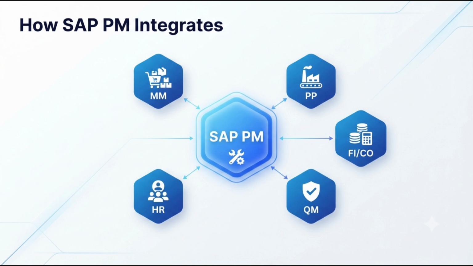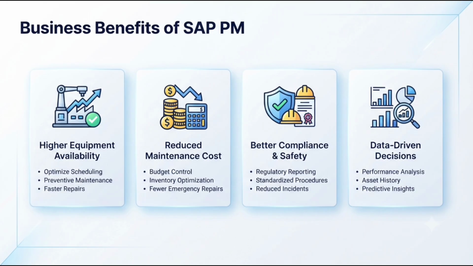Using SAP PM properly delivers clear business benefits. Equipment availability increases because maintenance is planned better. Maintenance costs become more transparent and controllable. Safety and compliance improve through structured processes. Decision-making becomes data-driven thanks to detailed reports and history. Companies also gain better visibility of asset performance over time.